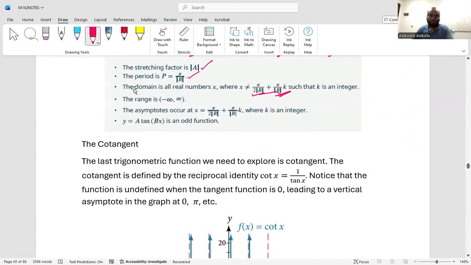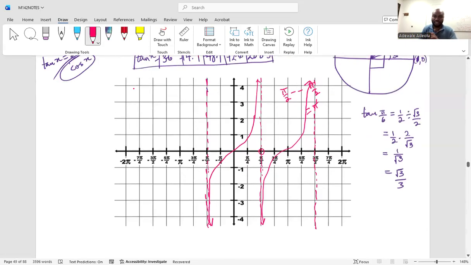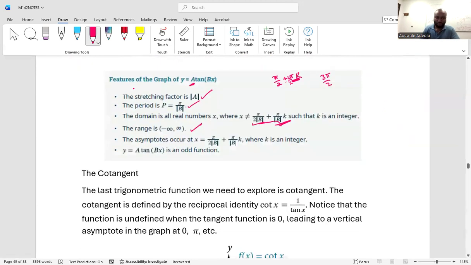Okay, the range is negative infinity to positive infinity. You can see the range, it's just negative infinity to positive infinity. And the asymptotes, we just talked about that. That's the point where cosine is 0.